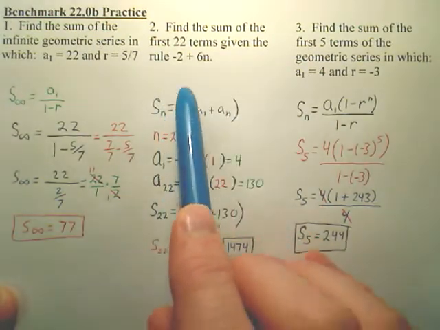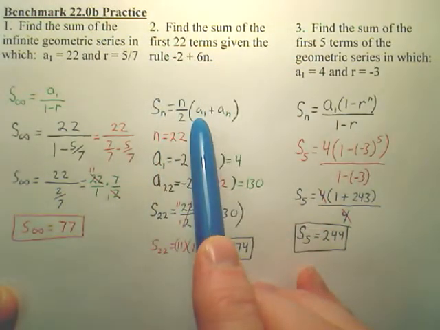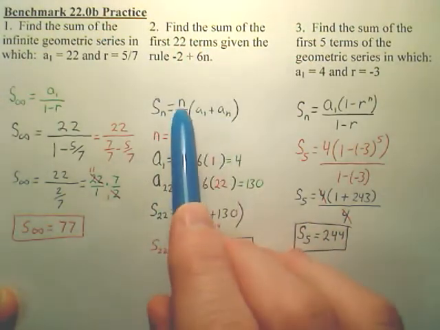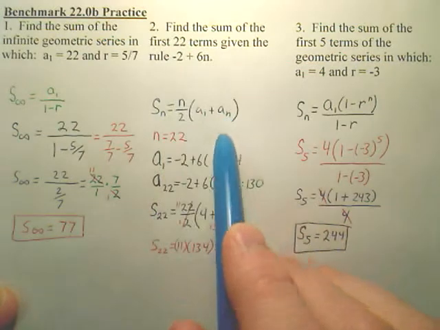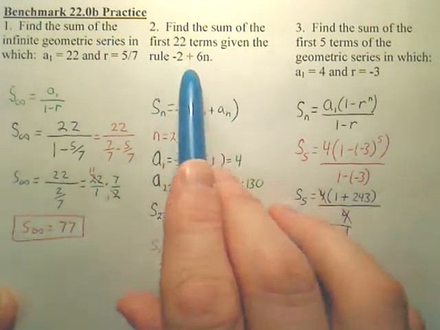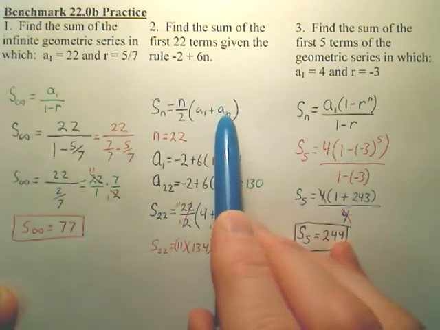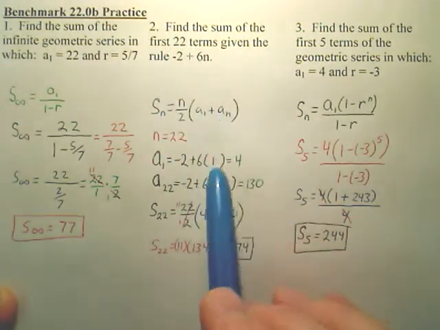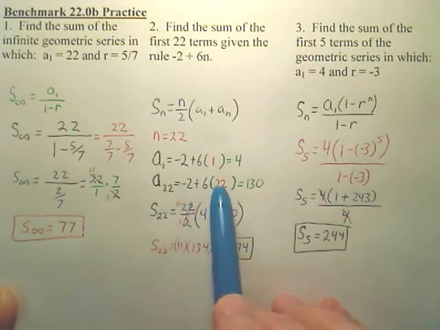We need n, how many terms? Well, that's 22. I need my a1, which is my first term. Sorry, I messed up. n is 22 terms. I need my first term, which is right here. I plug in 1 to the rule to get my first term. I plug in an, which is my 22nd term, my last term. So I plug 22 into the rule.